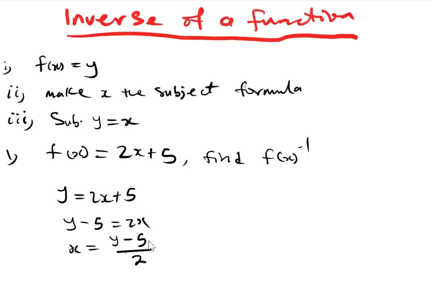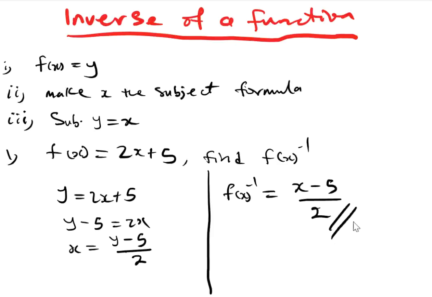Dividing by the coefficient of x. So this is the second rule. The third rule said we should substitute y to be x. So now I have my f of x inverse to be equal to, wherever you see y in this expression, you replace it with x. So this is x minus 5 divided by 2. And this is our final answer.